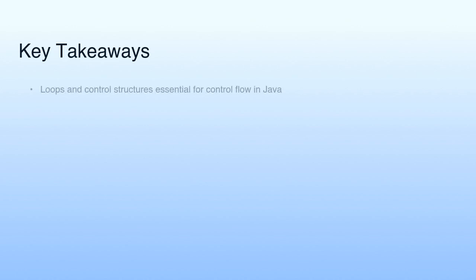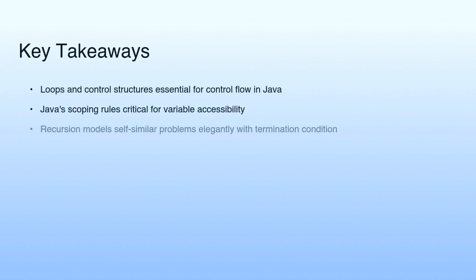Key takeaways reinforce the significance of loops and control structures for managing program flow, Java scoping rules for variable accessibility, and recursion's elegant approach to self-similar problems, mirroring iterative logic.